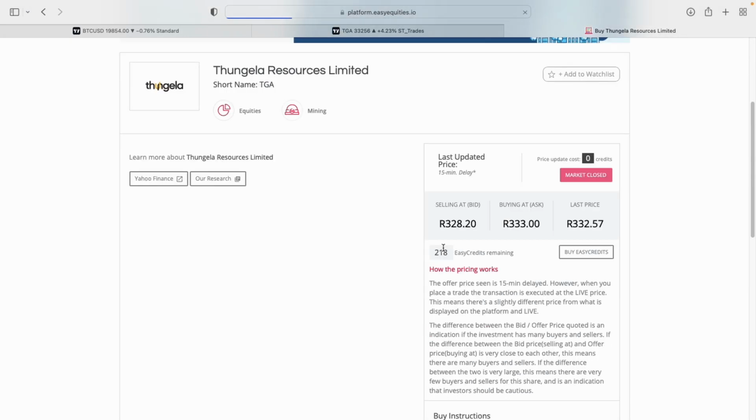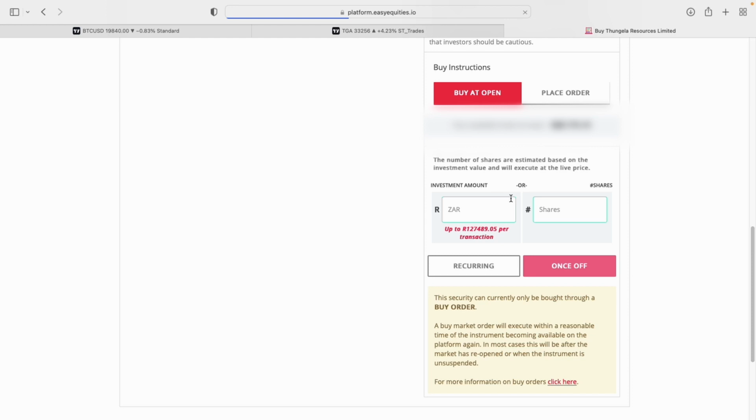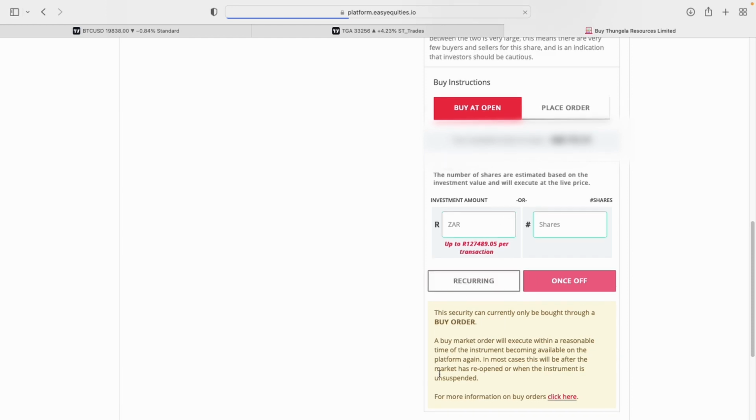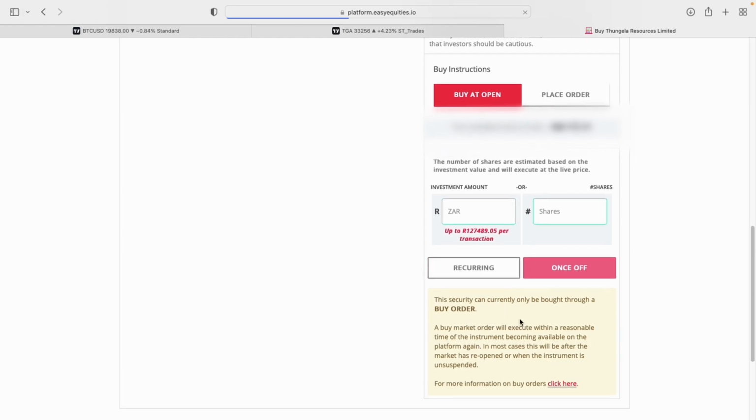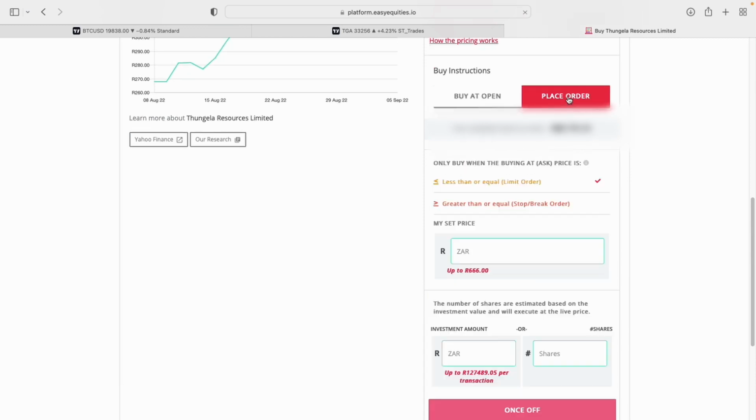Then remember, we want to place a buy stop order, meaning that we don't want to buy at the market price. You have two options at the moment. The market is closed, so automatically it sets it as a buy order, but we don't want a buy order. We want to tell the market to execute at a specific price, so we're not going to buy at open. We are only going to place an order. So you click here under place an order, right?